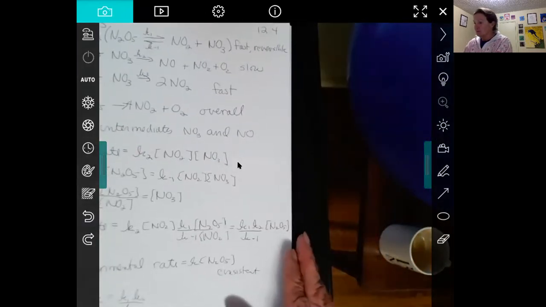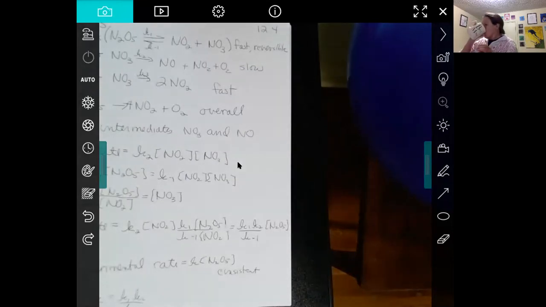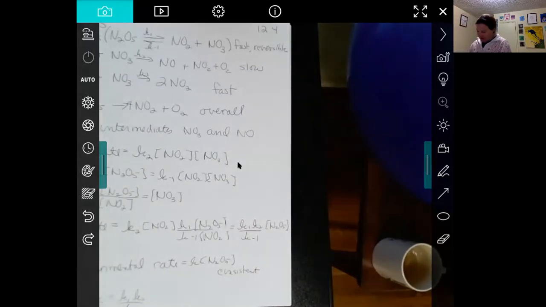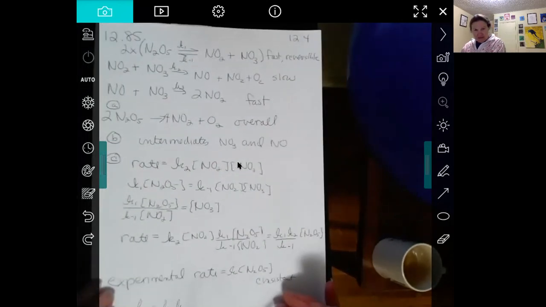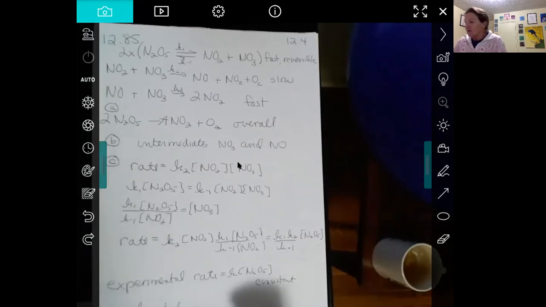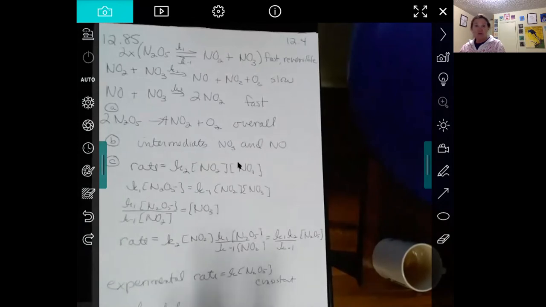Okay, one more, and this is one dealing with mechanisms. So in 12.85, take a look at that in your book. I think I've copied most of the information. It gives us these 3 steps in a mechanism. So they're proposing how the reaction takes place.